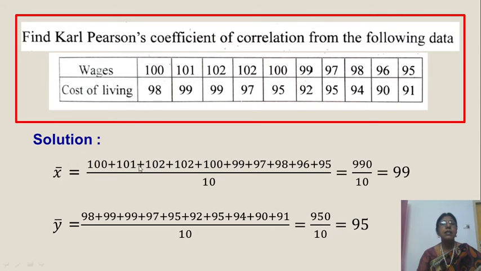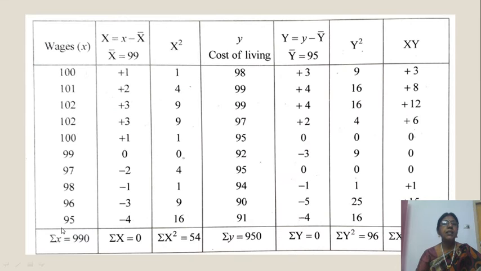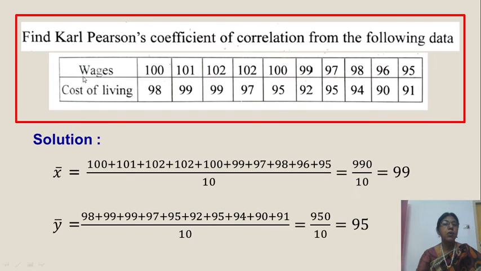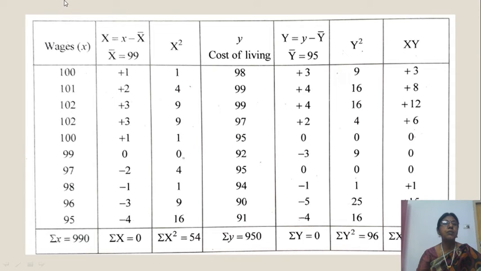Okay, x bar is the sum of these values by 10. You get the mean x bar. Similarly, this is small y data, so y bar is the sum of these values by 10. You get y bar. Now we have the mean of x and the mean of y. Then you frame the table. Wages are small x. Small x values go in the first column; we'll see small y afterwards.